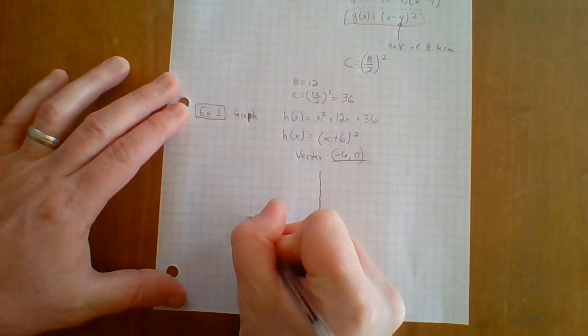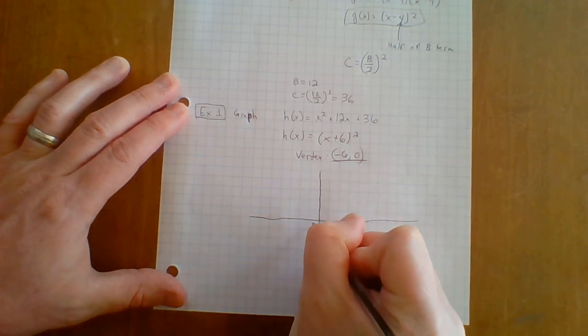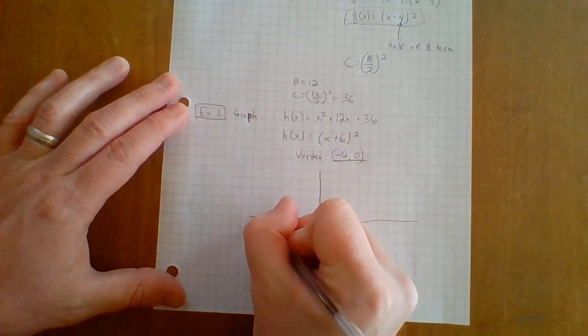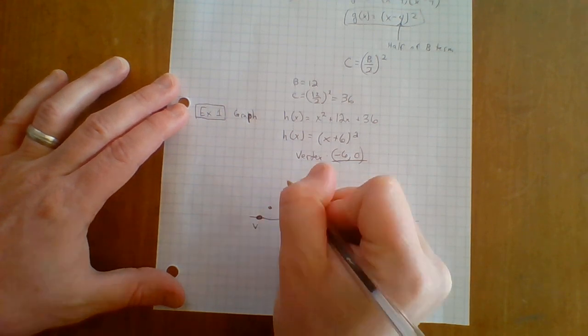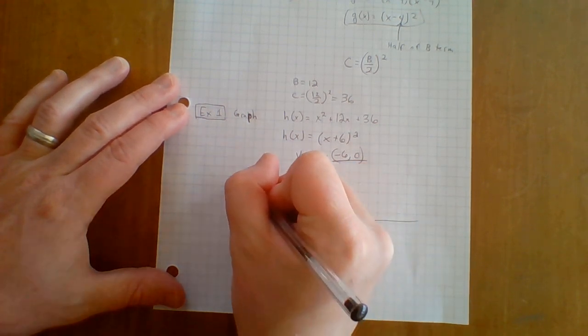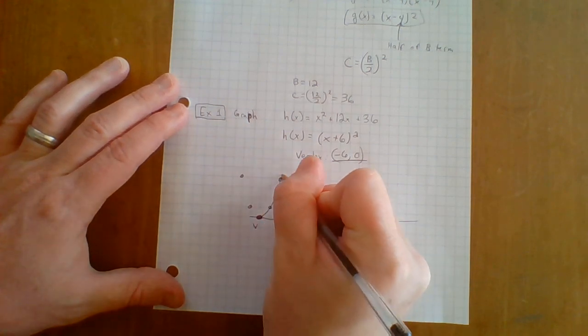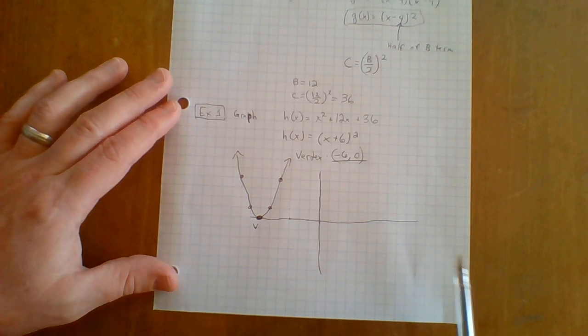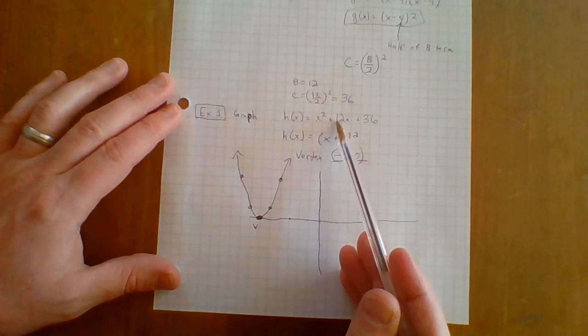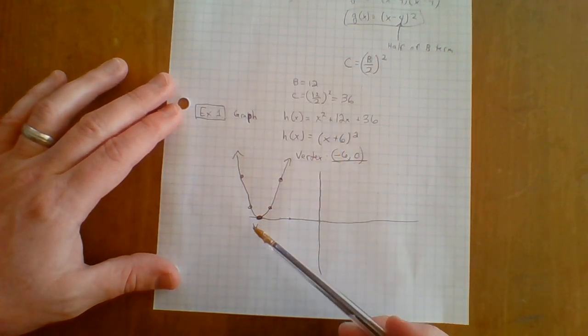So I'm just going to graph this really fast by making a parabola and going to negative 6, 0 for the vertex. And then I'll go over 1 and up 1, and I'll go over 2 and up 4, and I'll do the same thing to make a symmetrical parabola, and that's probably good for the purposes. So start out by just practicing factoring your perfect squares and finding the vertex and graphing them.